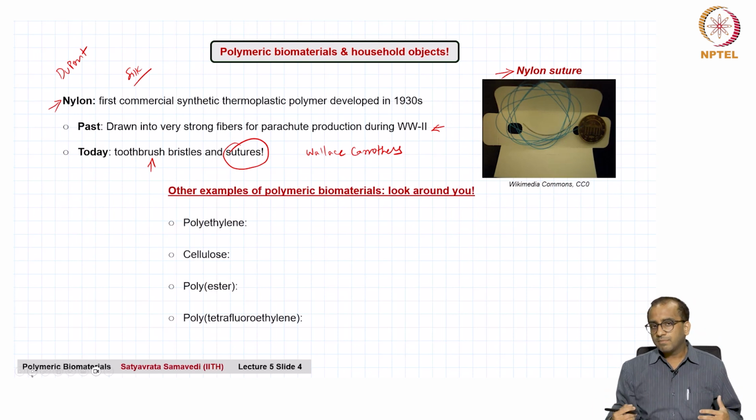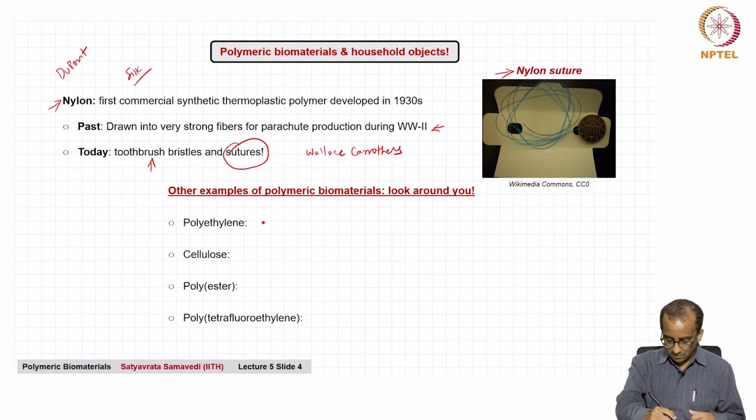So, some other examples of polymeric biomaterials today, just as we have seen with nylon, which started in the 1930s, and we continue to use them as biomaterials today. But if you notice, nylon's original application and intent of production was not for use in biomedical applications. So, now one can look at other examples of polymeric biomaterials, and all you have to do is look around you in the room that you are sitting in. You will likely see the following materials.